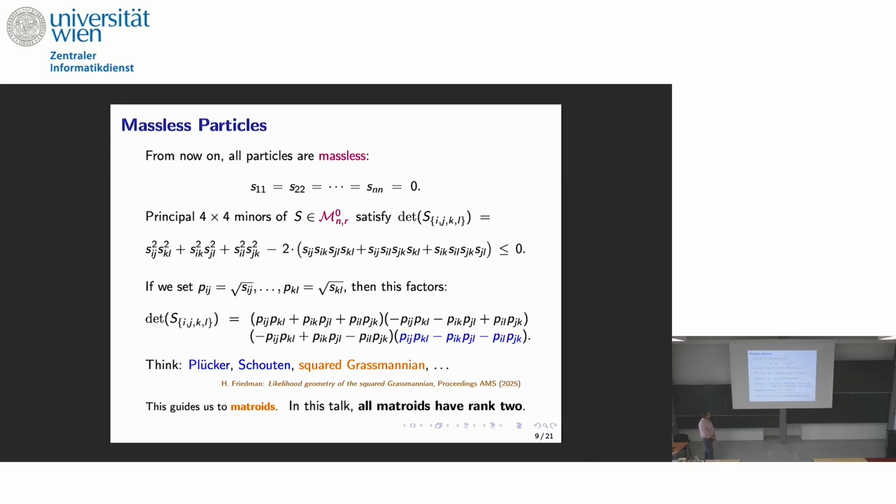This is for any i, j, k, l. Yes, this is for any, so distinct. So i, j, k, l are distinct elements in the set 1 up to n. I look at any 4 particles, and they satisfy this thing.